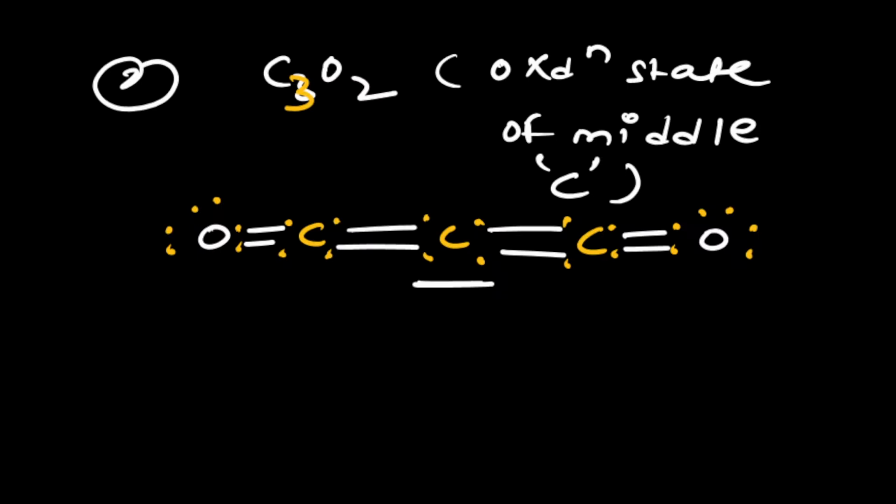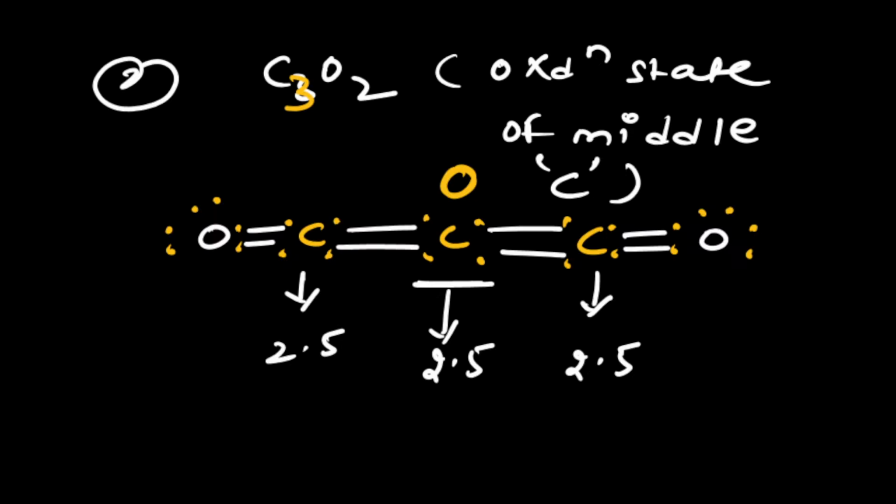Now the middle carbon oxidation number is 0. Because already I explained. Why are you getting confusion? Carbon electronegativity is 2.5. If this carbon electronegativity is 2.5, then the middle carbon electronegativity is also 2.5. Here the carbon electronegativity is 2.5, and this carbon electronegativity is also 2.5.